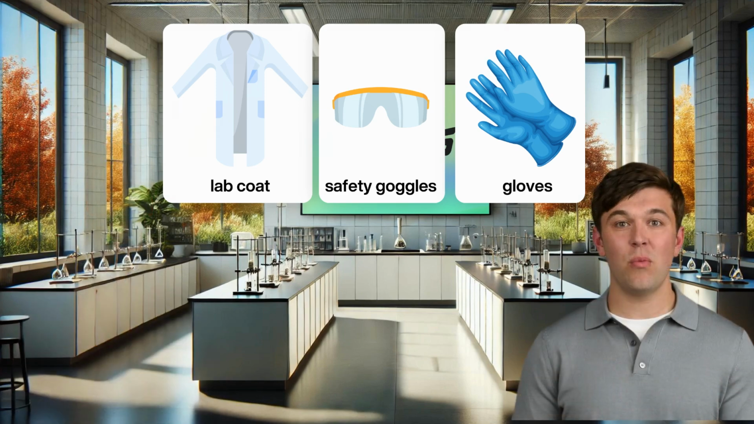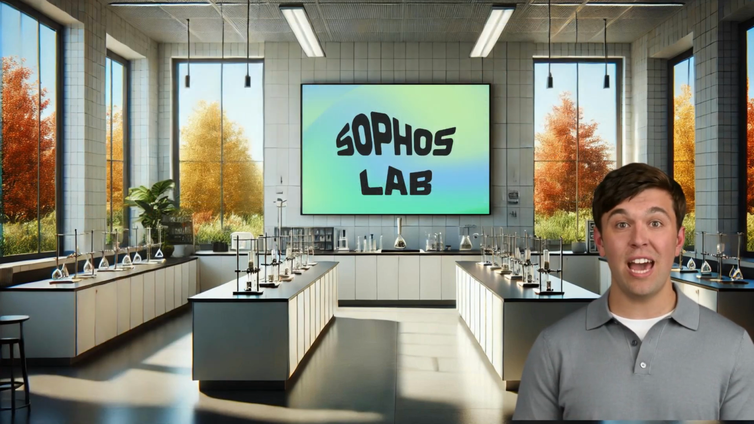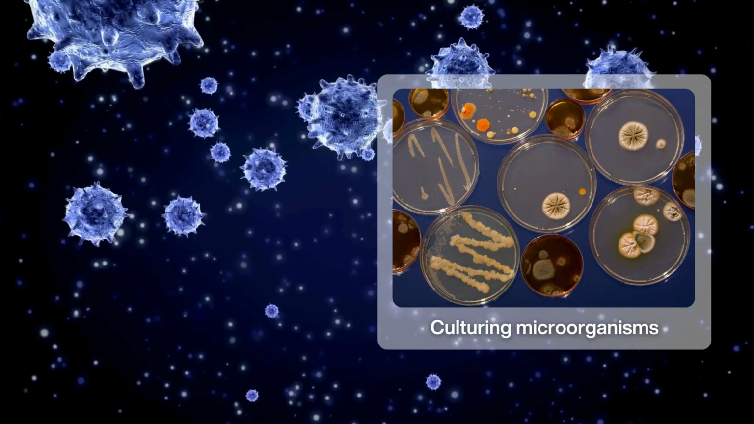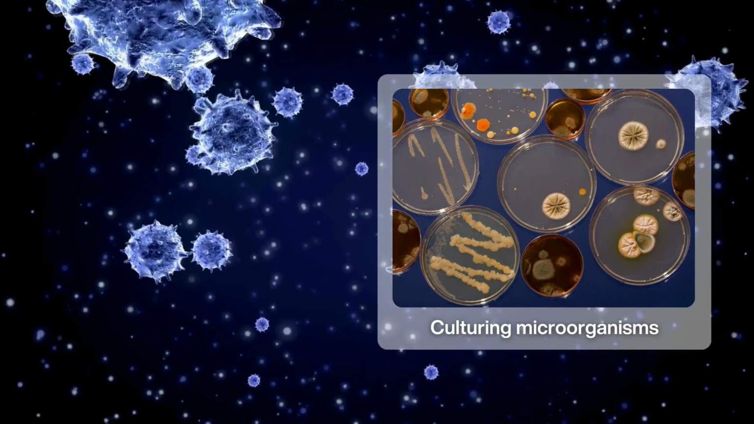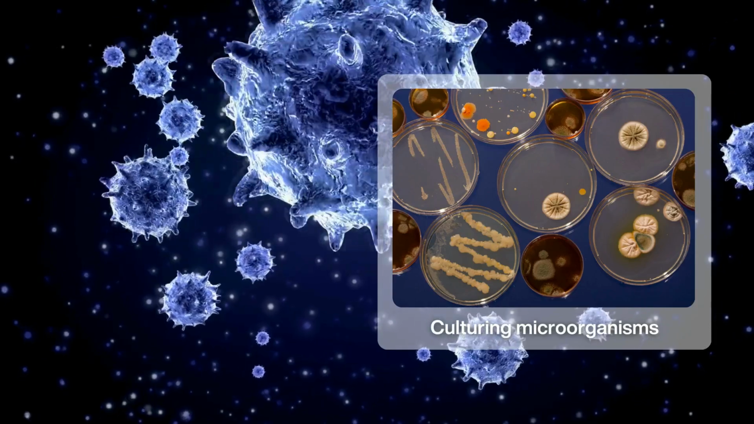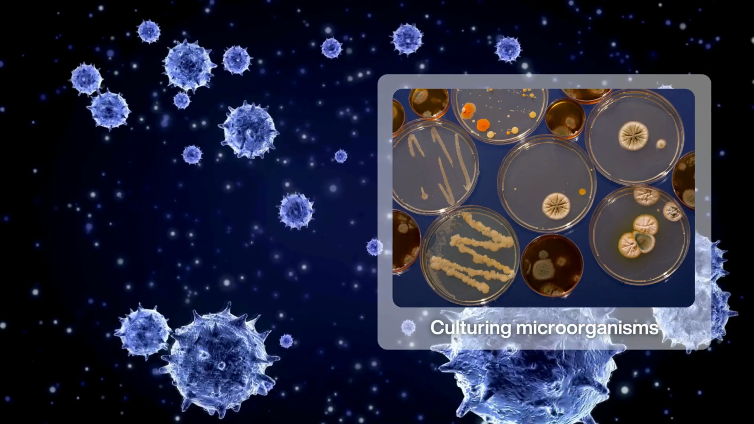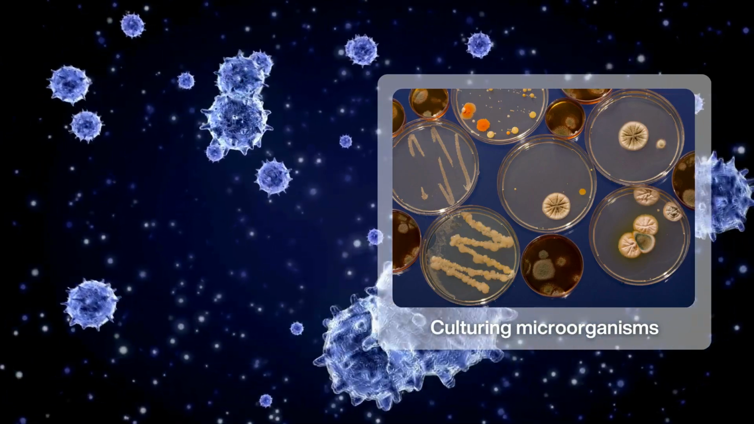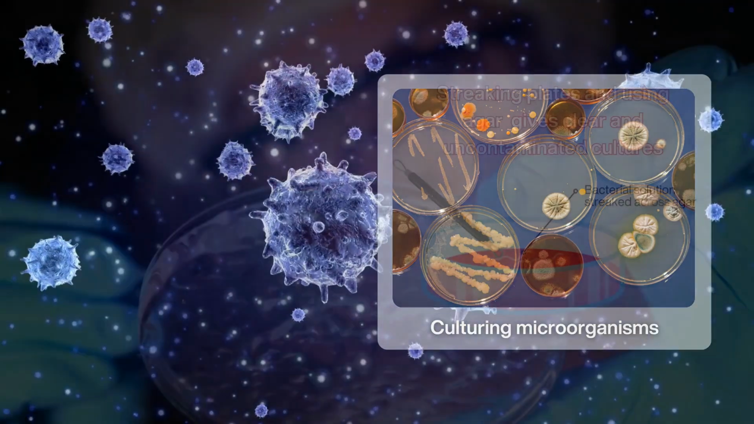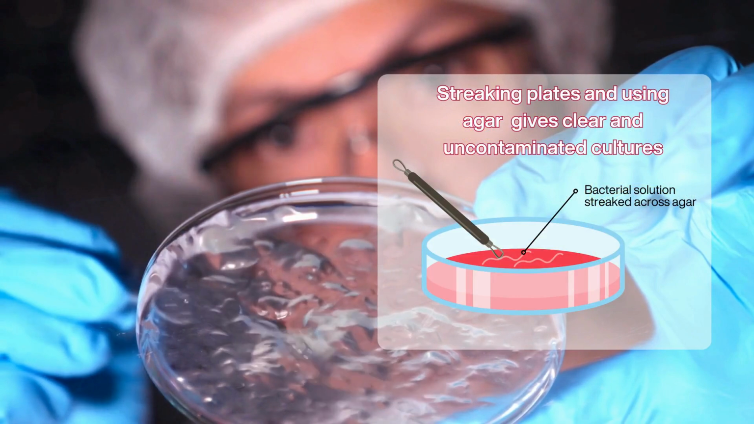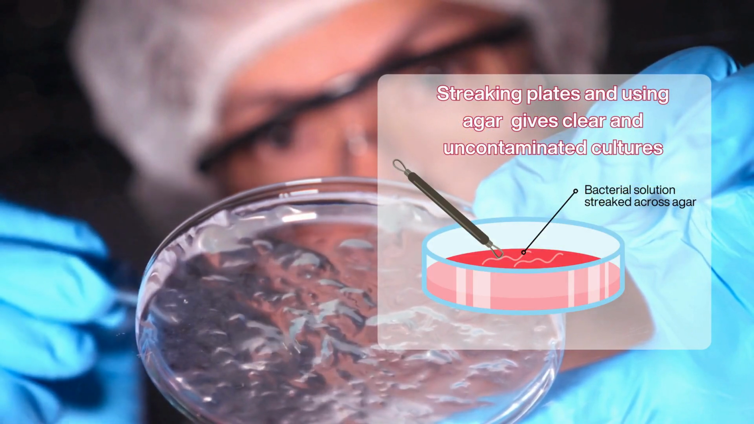Thanks, Sam. While we're getting ready, let's quickly recap what we've learned so far. So far in our studies, we've explored the fascinating world of cell biology, focusing particularly on culturing microorganisms. We've learned that bacteria can be grown in nutrient-rich environments, forming colonies we can observe and study. Through aseptic techniques, we've discussed methods like streaking plates and using agar to give us clear, uncontaminated cultures.